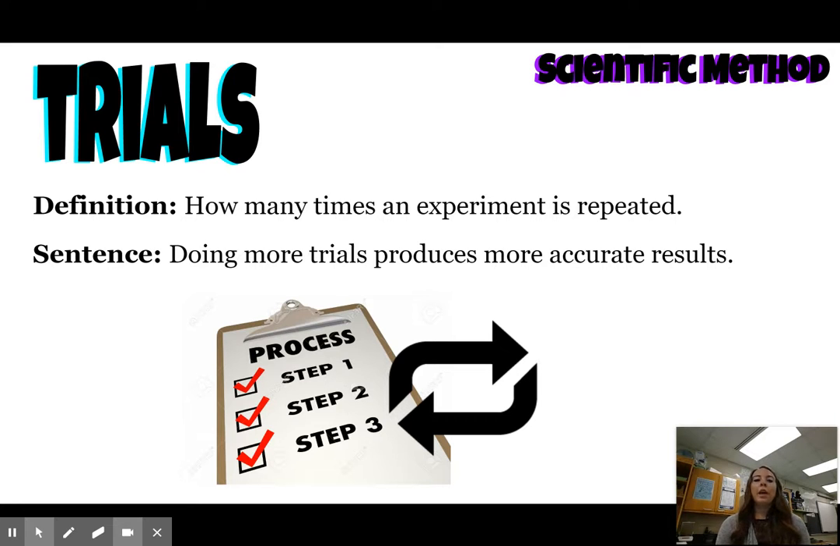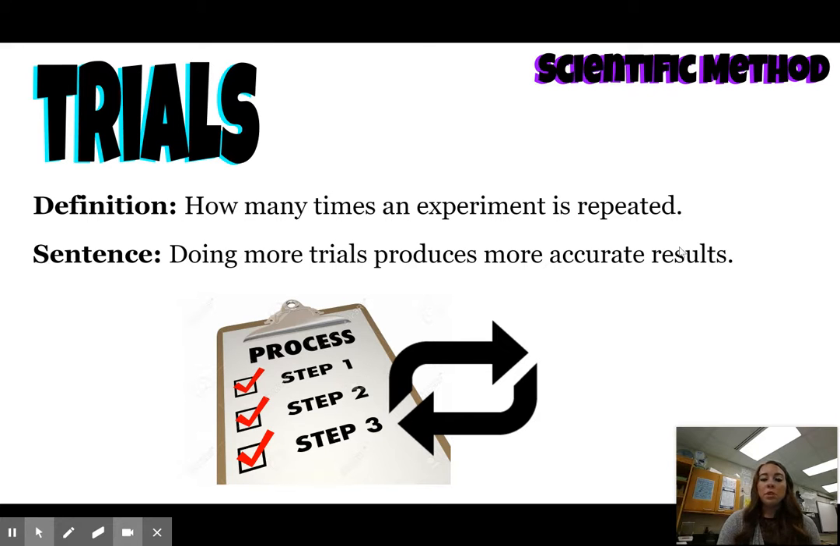So our vocabulary word today that we are starting with is trials. And so a trial is how many times an experiment is repeated. And using it in a sentence here, doing more trials produces more accurate results. And so, ideally, you want to do as many trials as you can. I would say at least 3, but the higher we get, the more accurate our results are going to be.